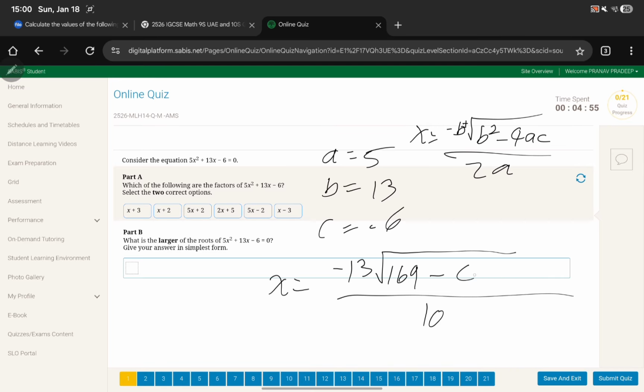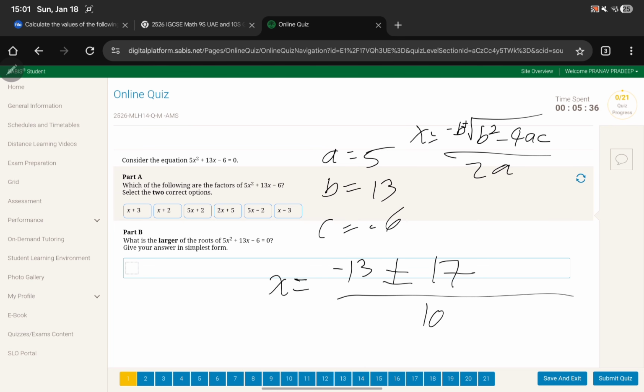Sorry, you do 4ac, right? So it's going to become 4 times 5 times negative 6, which will give you negative 120. Now negative makes positive, so just add them up. 169 plus 120 will give you 289. Now just find the square root of 289. That'll give you 17, so it's going to be plus or minus 17.